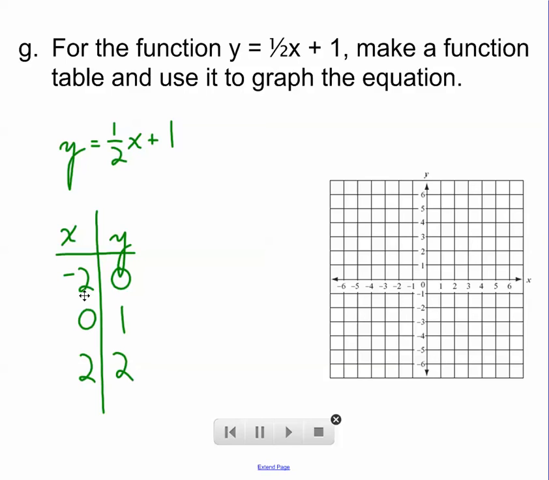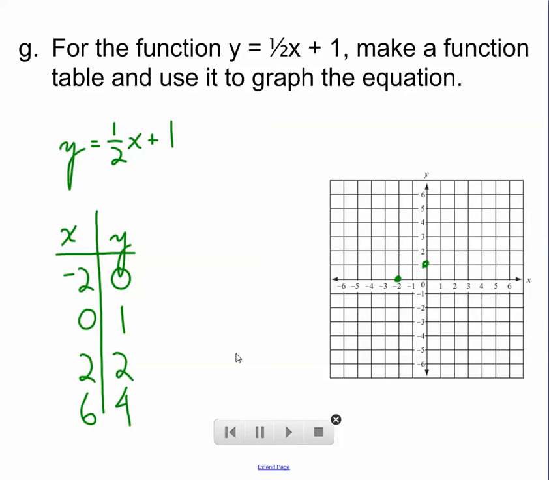Half of -2 is -1. -1 plus 1 is 0. Half of 0 is 0. 0 plus 1 is 1. And half of 2 is 1, plus 1 is 2. That's enough. Oh, we'll do one more here just for fun. Half of 6 is 3, and 3 plus 1 is 4.